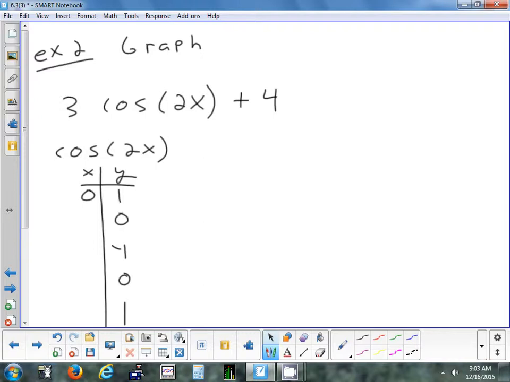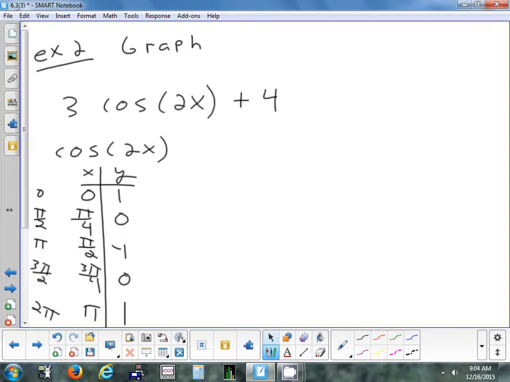Okay, so my first x is 0. That's going to stay at 0. What's my next x value? Yep, the original is pi over 2, and then as Derek said, divide by 2. Pi over 4. Next one? Pi over 2. 3 pi over 4. 3 pi over 4. And pi. Good. Any questions on that?